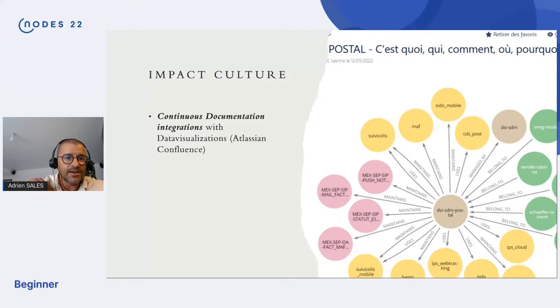We could impact the culture as we could embed Cartography right inside documentation, like here in this example, Atlassian Confluence. I was not aware it was done, then I fell on that, so people are using it in real life without necessarily telling you they use it, which is awesome.